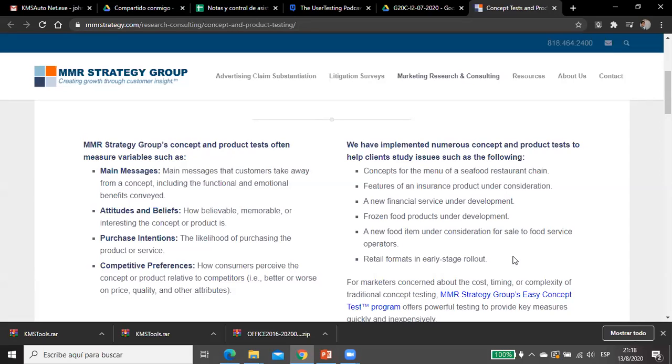So look how many types of businesses they have tested. All right. So those are all the types of people they have helped, studying all the types of products they have helped study. All right, so they take care of this, like concepts for the menu of a seafood restaurant chain. Those are good points, guys.